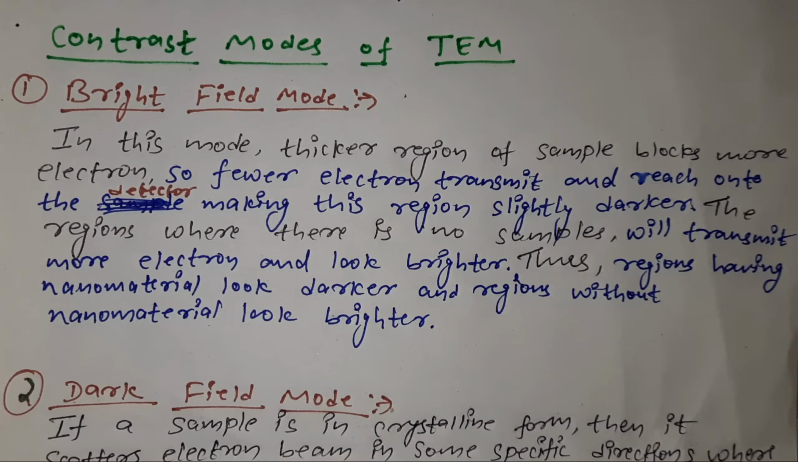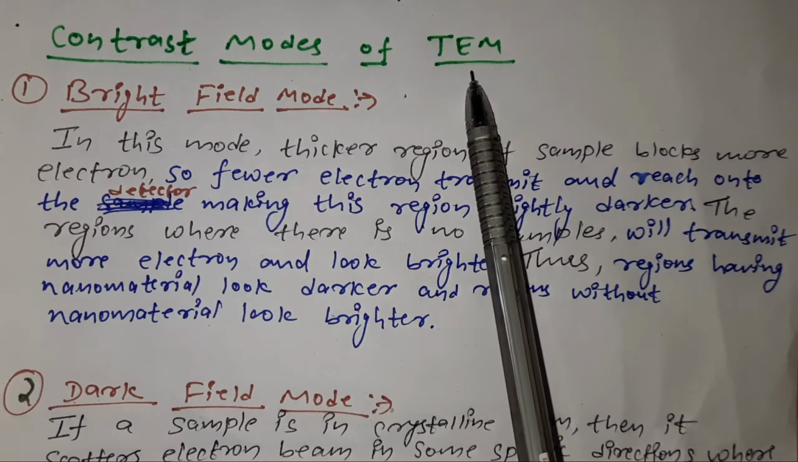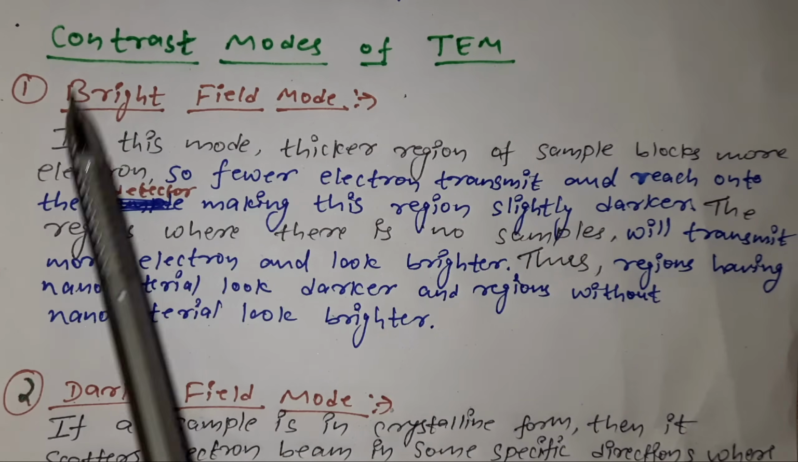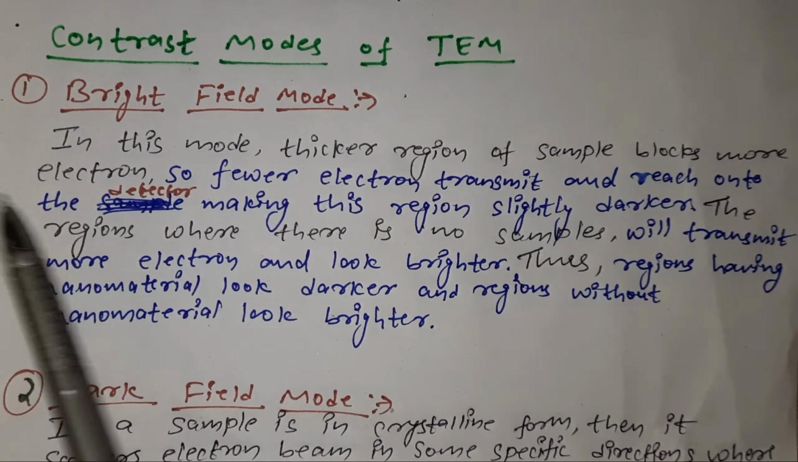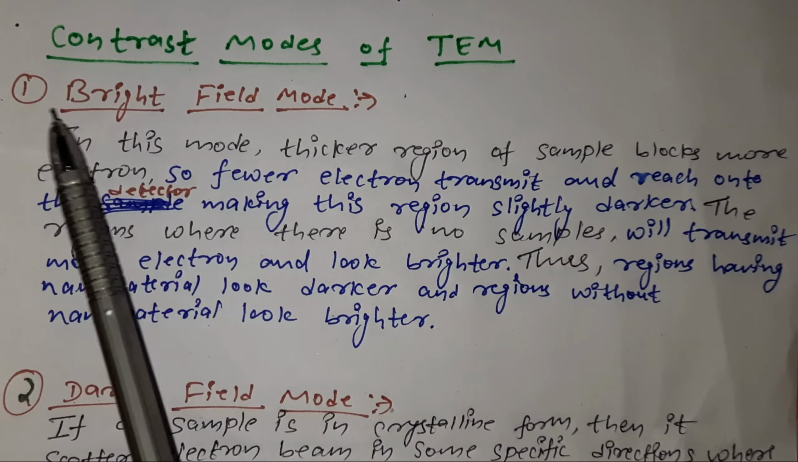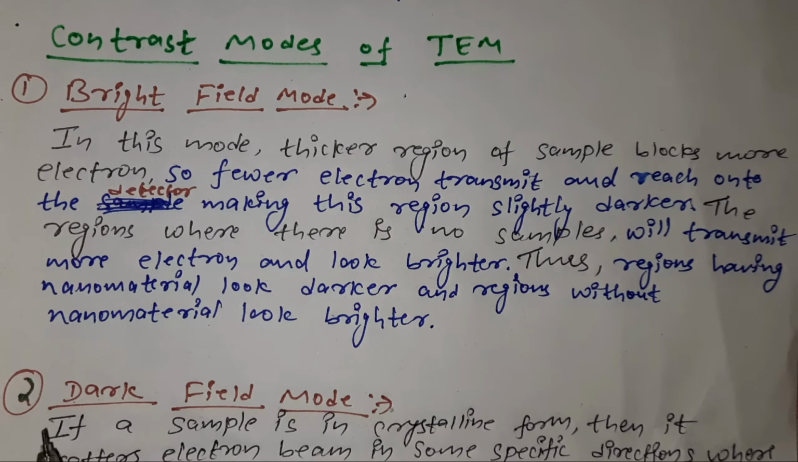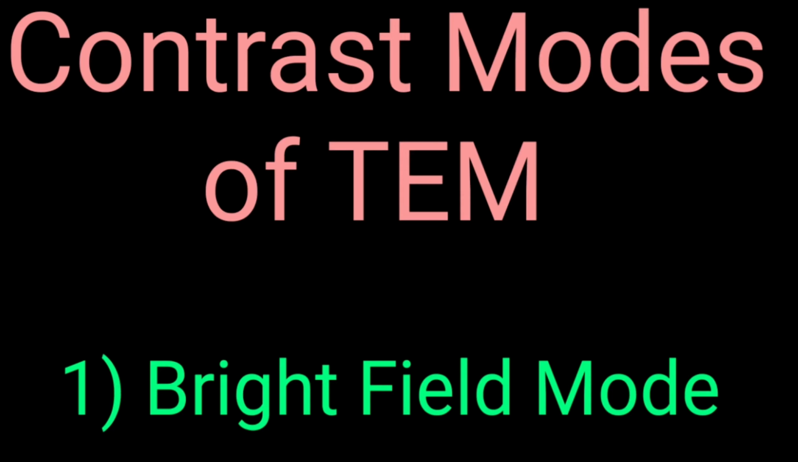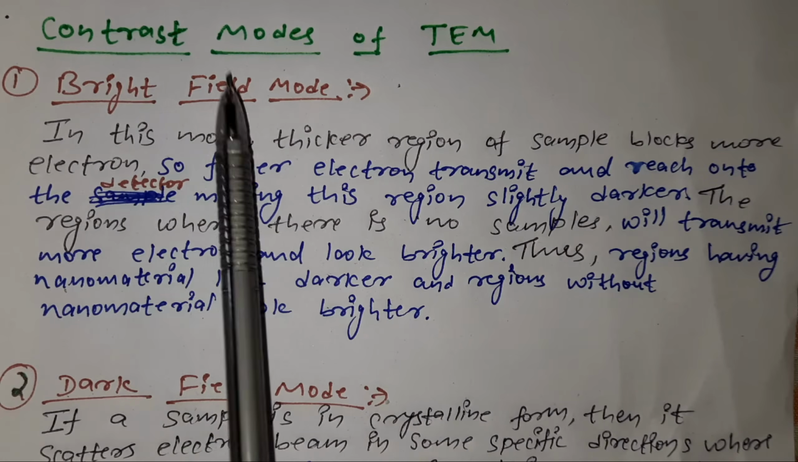Now let's study the contrast modes of TEM, that is, how do we get the image of the sample. In it we need to study three modes. The first one is bright field mode, the second one is dark field mode, and the third one is phase contrast mode. First of all, let's see bright field mode.